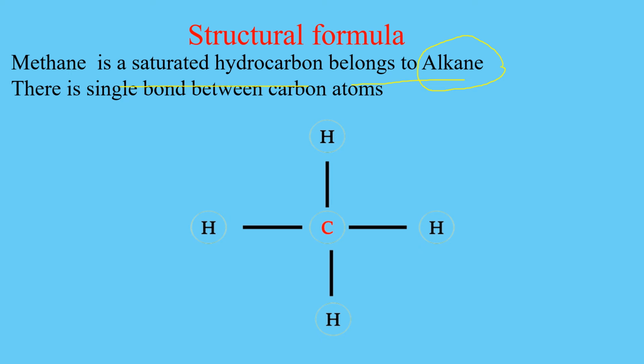Now this is the structural formula of methane. Carbon is the central element and attached with 4 hydrogen atoms. And between carbon and hydrogen there is a single bond. We can see single bonds. Then after this structural formula we can draw the electron dot structure of methane very easily.